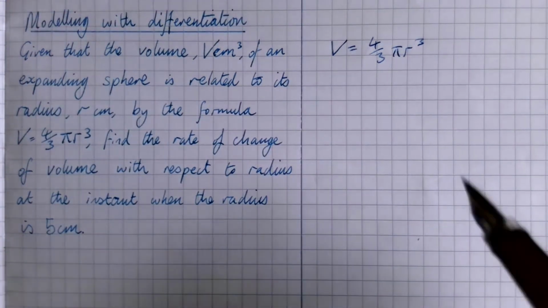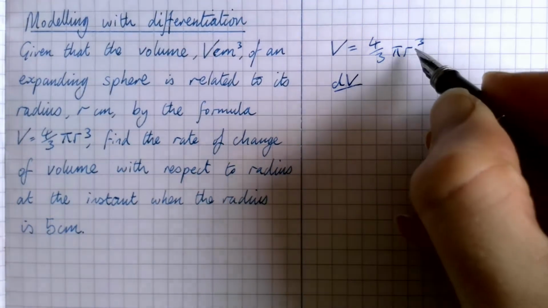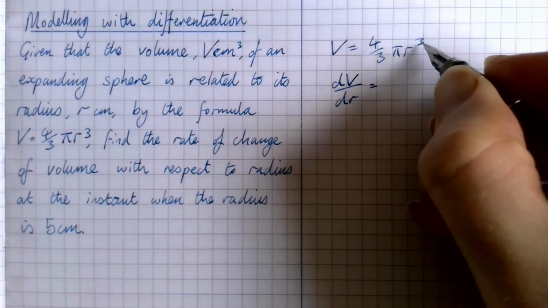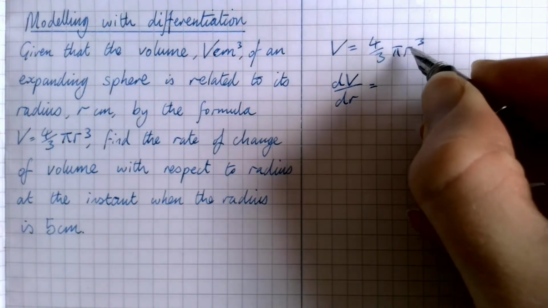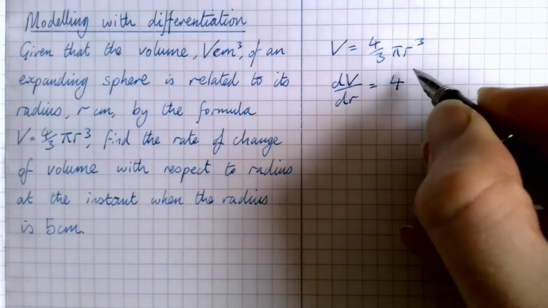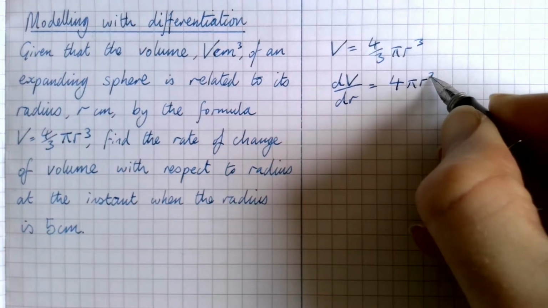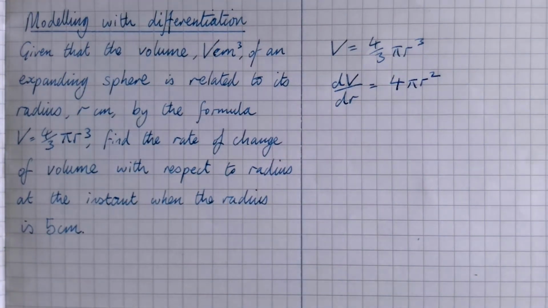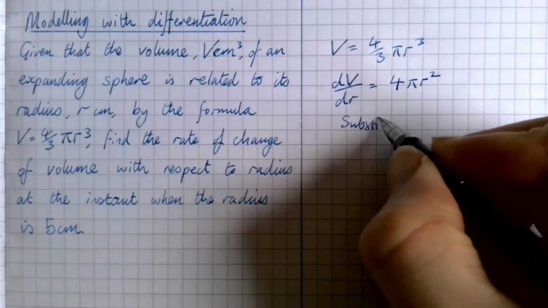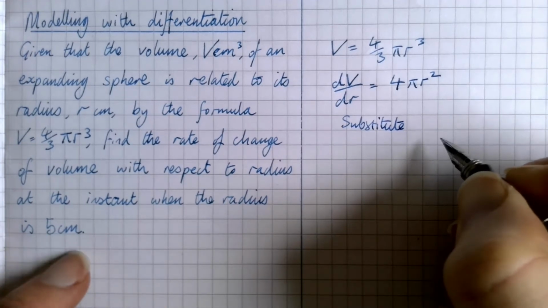In order to do that, we just start off by jotting down what our formula is, and then we're going to differentiate that. Because it's V that we've got, it'll be dV on the top divided by dr, and then we do what we would normally do. So we're going to multiply by 3, which will give us 4, and we're going to drop the power by 1, which will give us squared. And then all we have to do is substitute the radius value as being 5 centimeters.